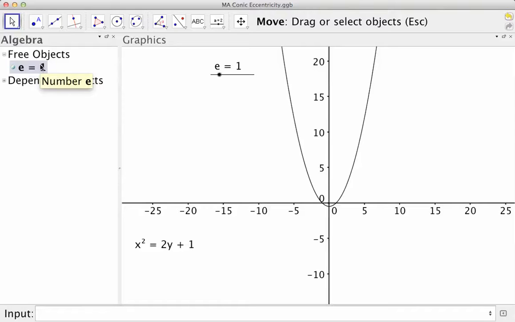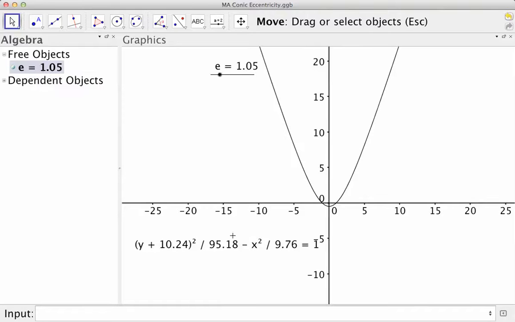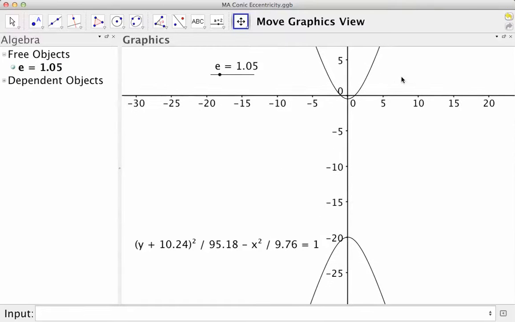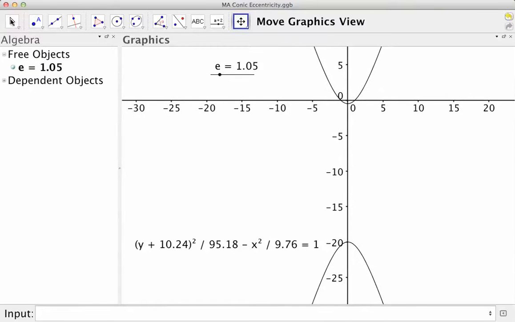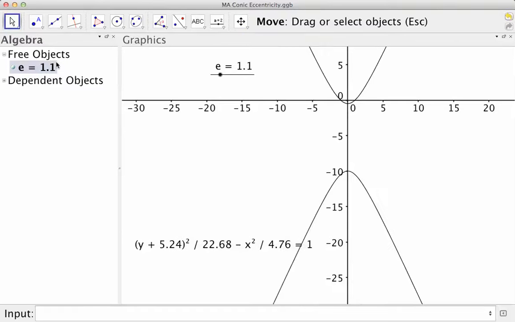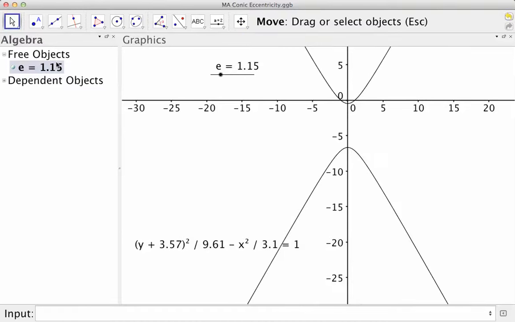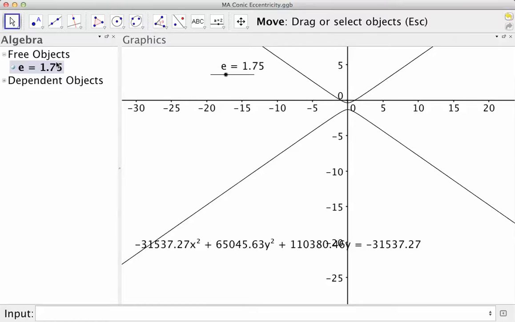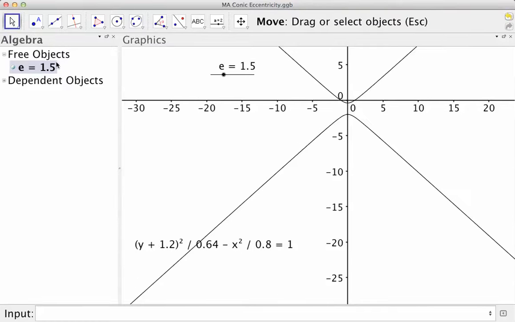So as soon as I change this again, make it a little bigger, now you can see we picked up a minus sign here, and it equals 1, so it's still in standard form. But where's the other part? So I have to scroll up a little here. And you can see it suddenly became a hyperbola, and as I keep changing it, it becomes wider and wider.